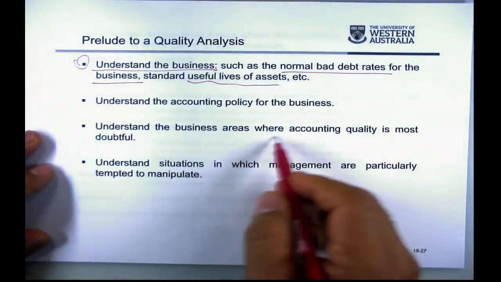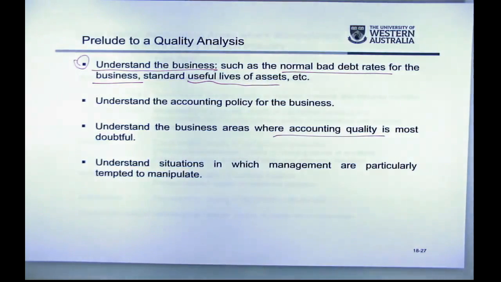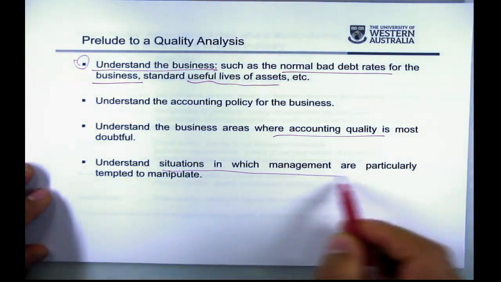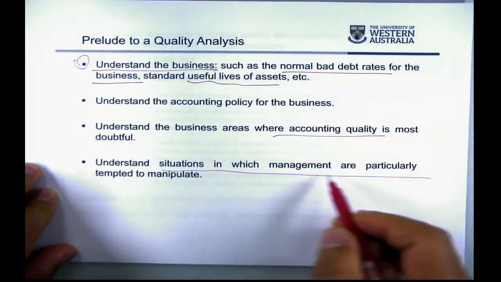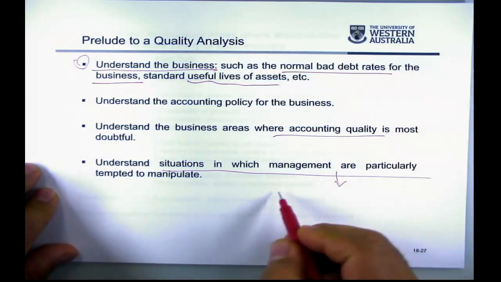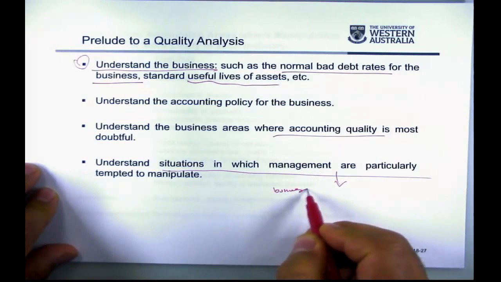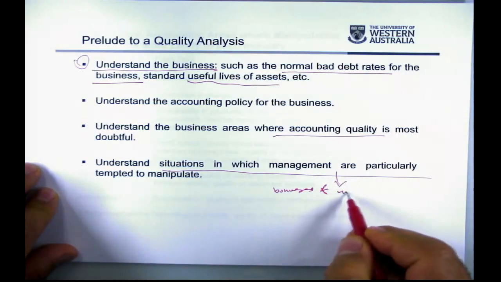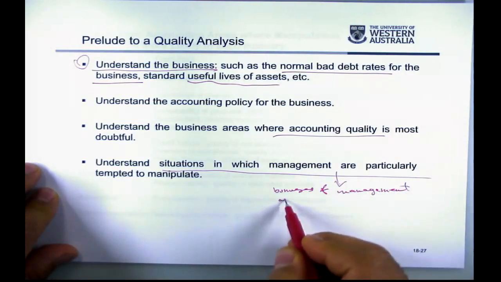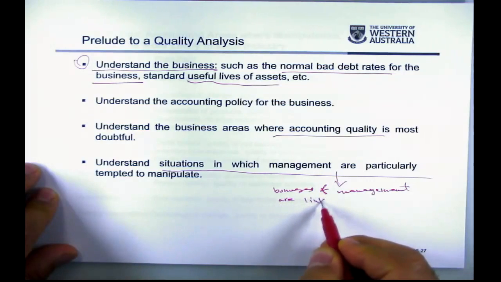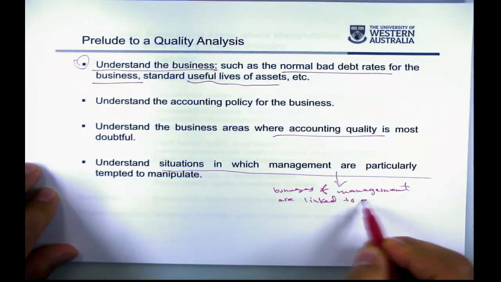Also, areas where accounting quality is most doubtful, we already discussed them, the areas on the income statement and the balance sheet, and also situations in which management are usually tempted to manipulate. Normally, this is the case when the bonuses of management are linked to earnings.